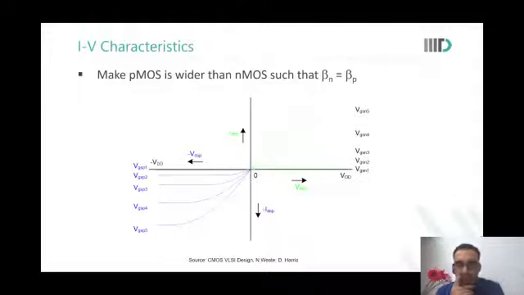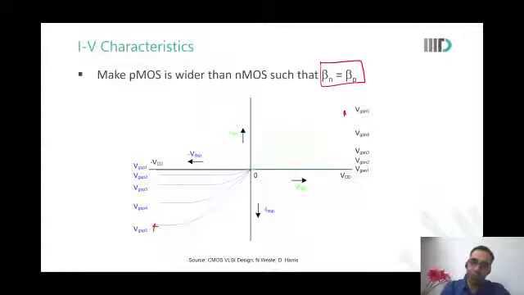If we try to make the current curves, IDS versus VDS curves for different VGS values, this is what you would get. Provided that beta n is equal to beta p, the current at VGS P5 in magnitude will be equal to the current at VGS N5.